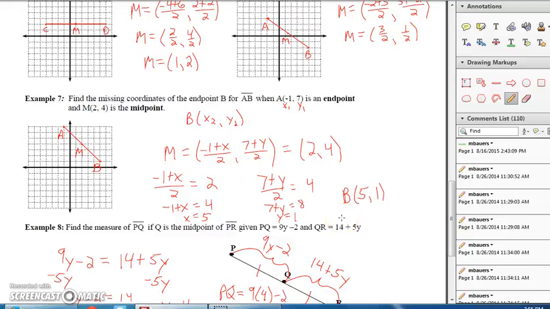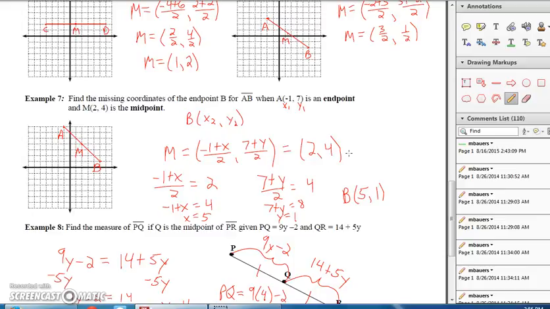Now you could always check by saying, let's do what we just did in example 6. -1 plus 5 is 4, divided by 2 should give me the x coordinate of the midpoint. Yep, it worked. Now do the y's. 7 plus 1 is 8, 8 divided by 2 is 4, that's the y coordinate of the midpoint. Yep, it worked.